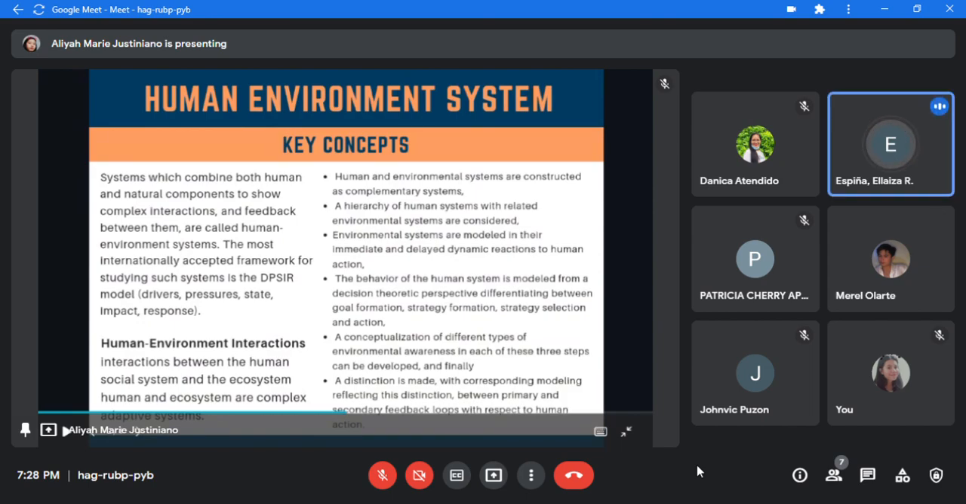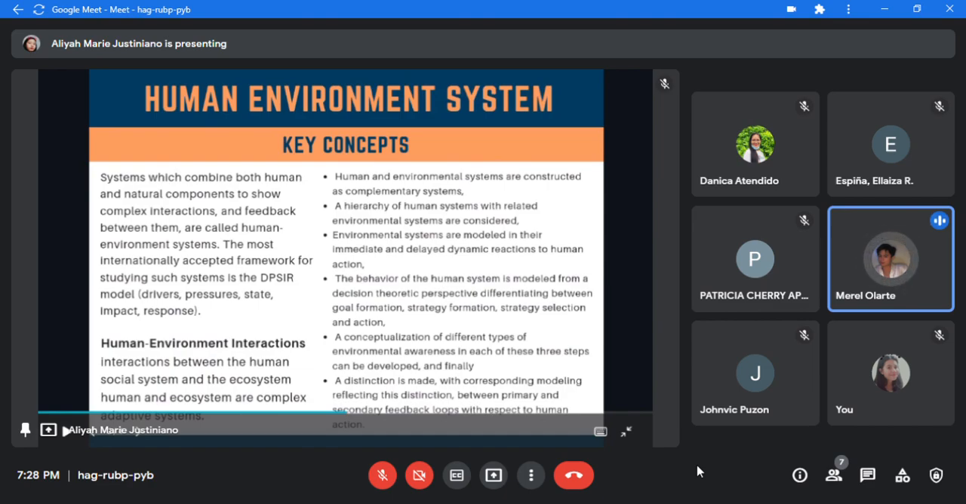Key concept. Systems which combine both human and natural components to show complex interaction and feedback between them are called human environment system. The most internationally accepted framework for studying such system is the DPSIR model, human environment interaction.